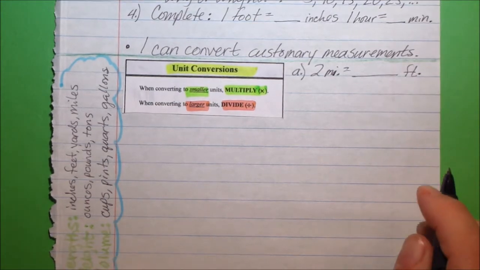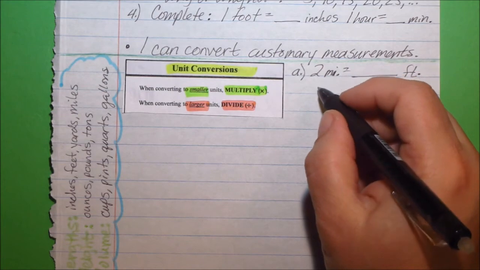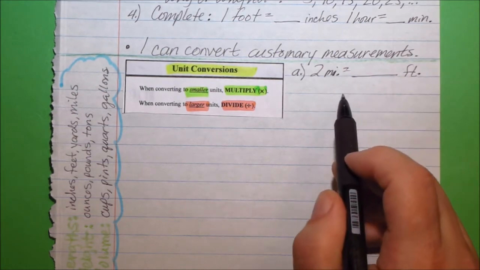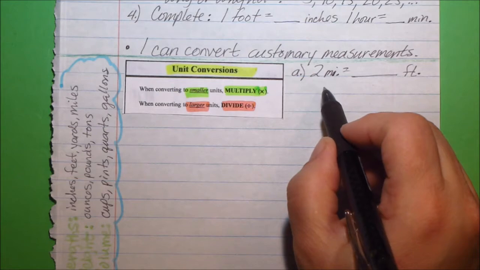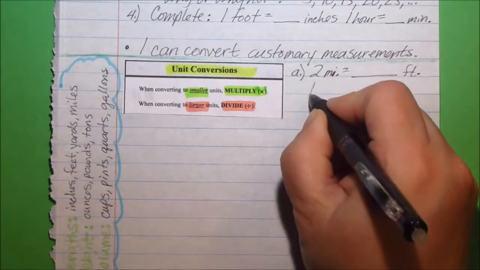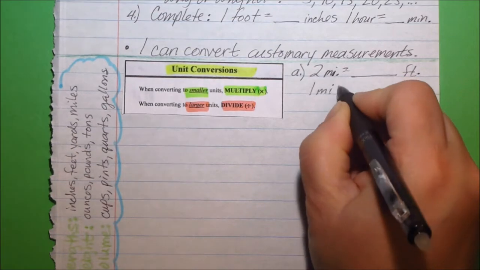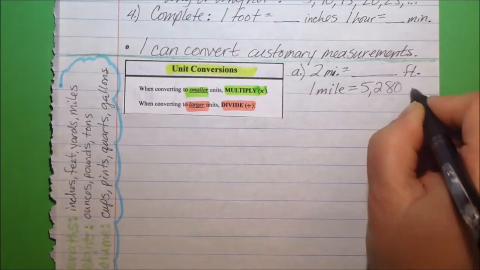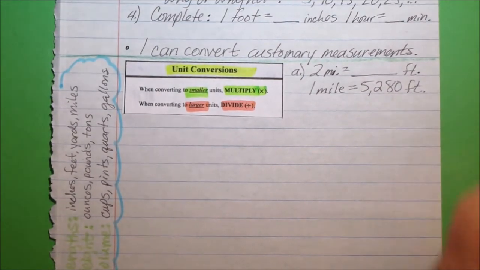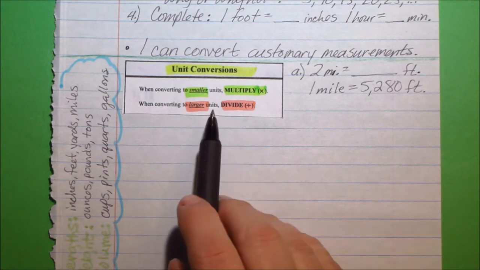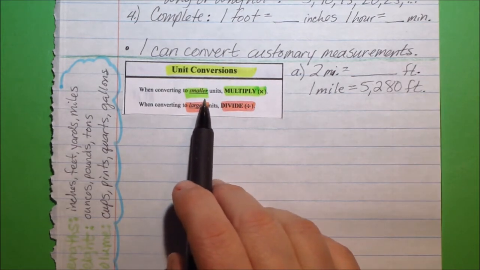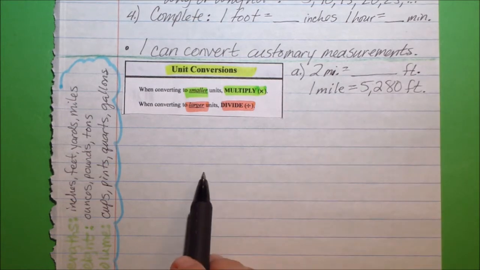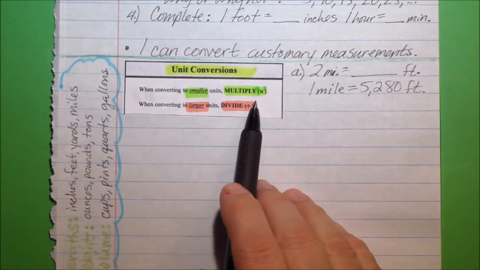So I'll just tell you right now that our first step is to write out what is 1 mile. All right. So 1 mile equals 5,280 feet. Then we've got to ask ourselves, are we converting from a smaller to a larger or a larger to a smaller? Well, we are converting to smaller units because feet are smaller than miles. Smaller units. So that means we're going to be multiplying.